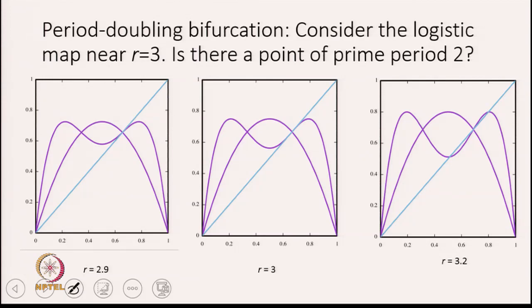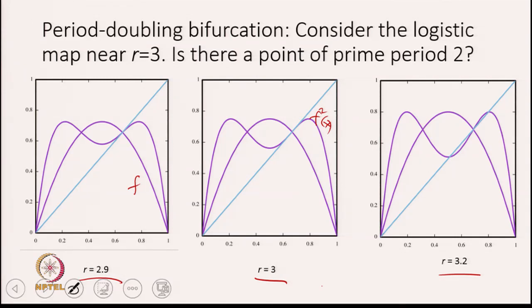So, here is a graph of the function f of x and the function f2 of x at r equal to 2.9 in this case, 3 and 3.2. And the behavior is slightly different. Even just glancing at this, we can see that there are two intersections of this map with the diagonal, which is not a period 1 orbit. So, there definitely is a period 2 orbit at this particular point. But what has happened in between? This is the so called period doubling bifurcation, which occurs at r equal to 3.